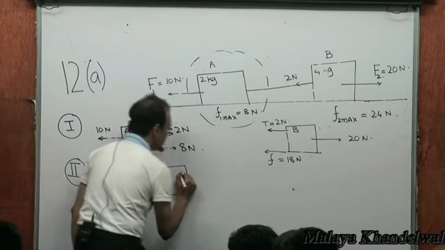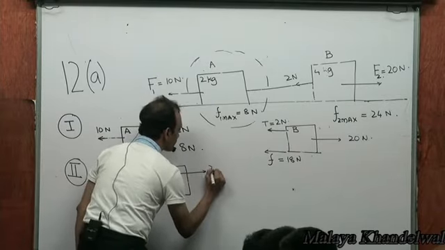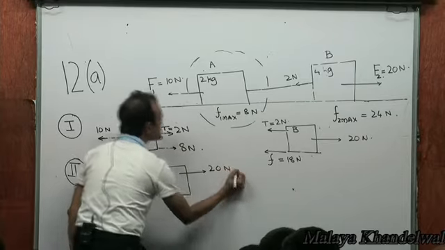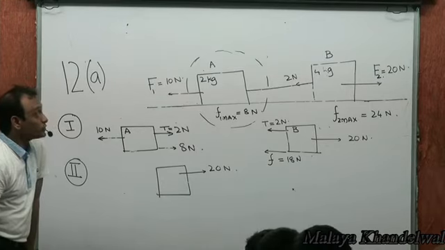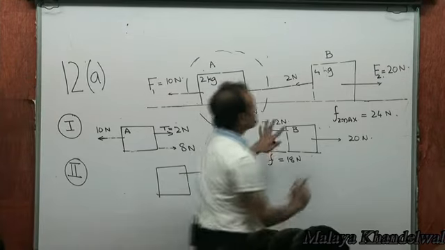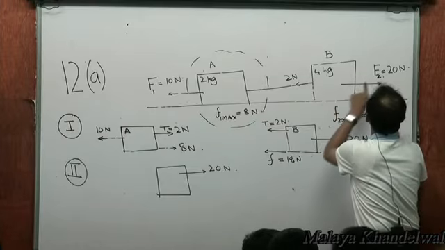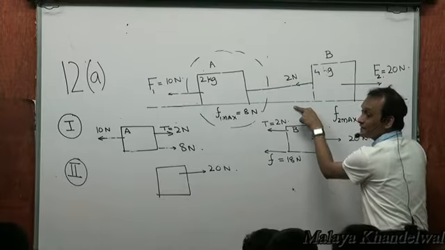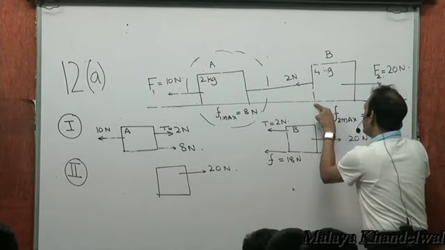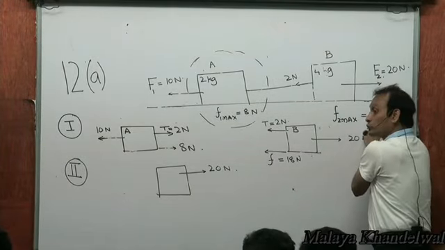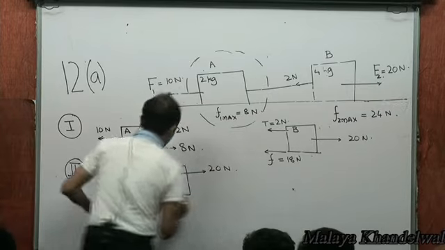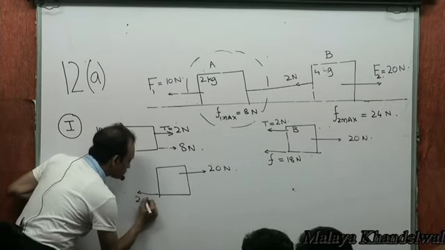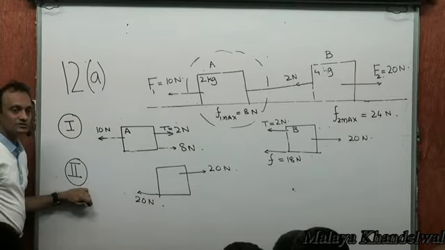When I start with B, there is 20 newtons like this. Let us assume that between these two, suppose I started with B and this was 20 newtons to the right, then there is enough friction to combat. Because friction can go all the way to 24 newtons, it can give a 20 newton leftward force.